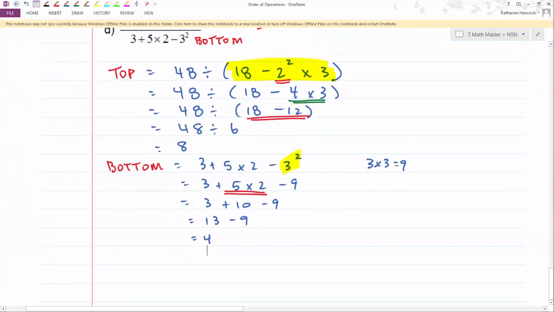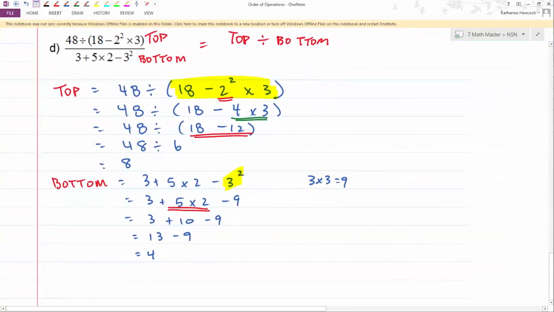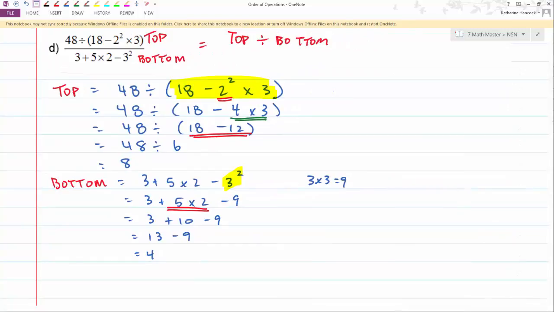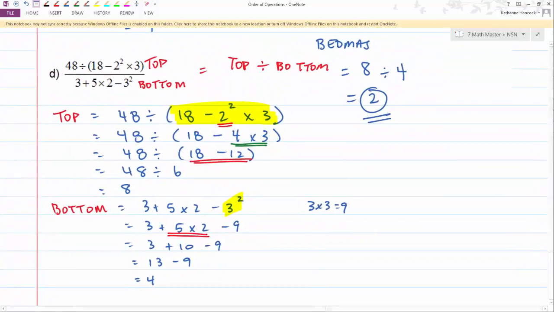So I figured out the top, I figured out the bottom, I still have to go back and do top divided by bottom. So the top ended up being 8, the bottom ended up being 4, and 8 divided by 4 is 2. That's my final answer.